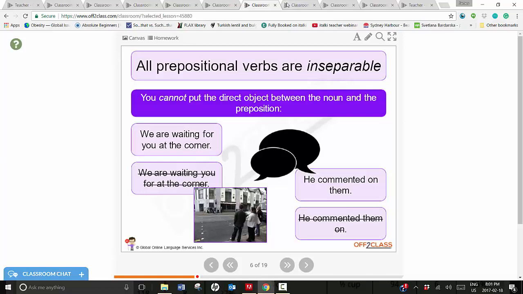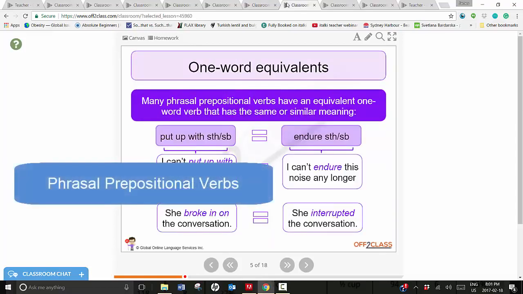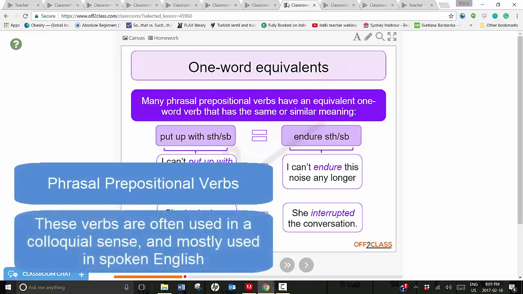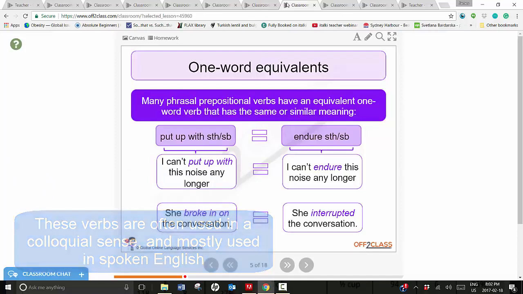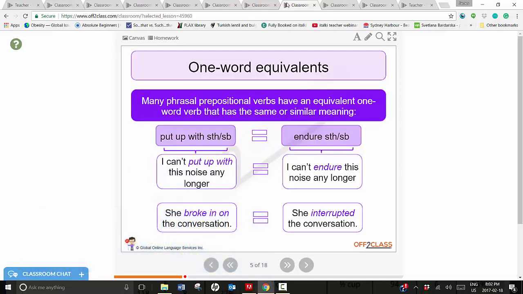Okay? The last group are called the phrasal prepositional verbs, and they often have one-word equivalents. When people mention or say that phrasal verbs should be avoided because they're too colloquial, it's generally this small group, the phrasal prepositional verbs, to put up with something, to talk down to someone. They're three words. They can often be replaced with a more formal single English verb. Here, put up with is replaced with endure, and these verbs are actually a fairly small group, and they do not follow the particle movement rule.